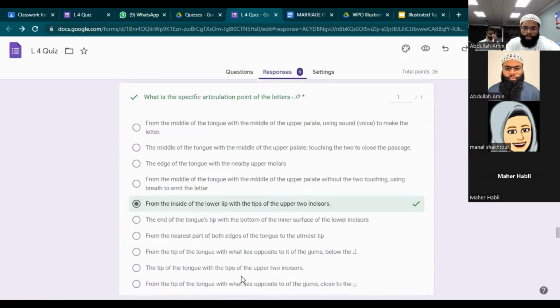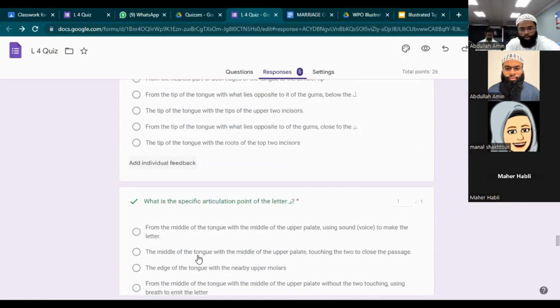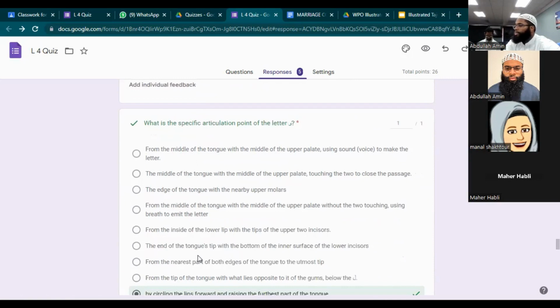The specific articulation point of the letter fa: the tips of the upper two incisors with the inside of the bottom lip. F, F. The waw is by circling the lips: wa, wa, wa. Now this is speaking about the voweled waw, al-waw al-mutaharrika.